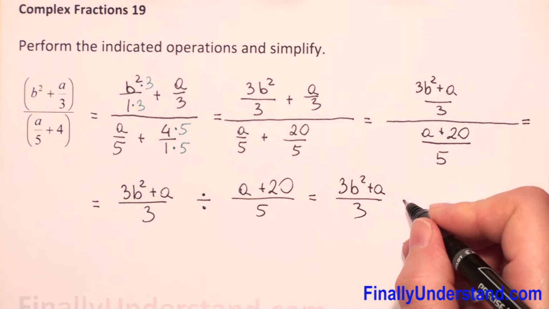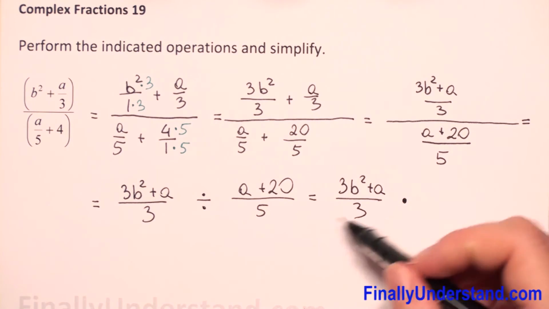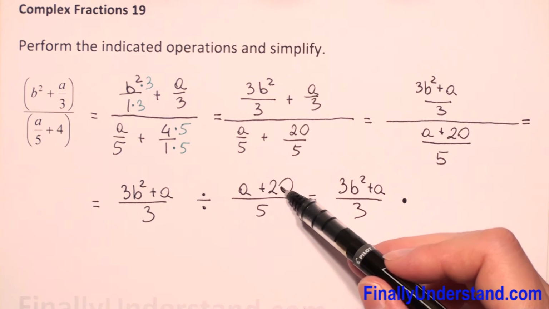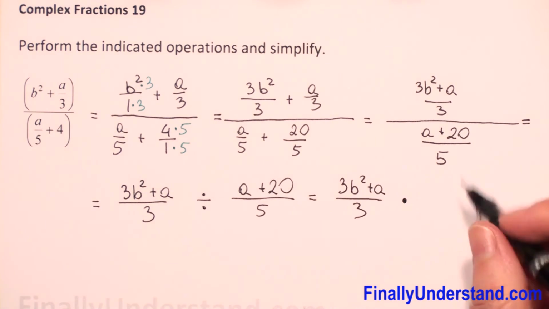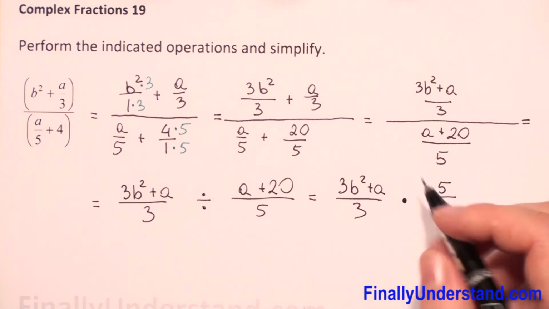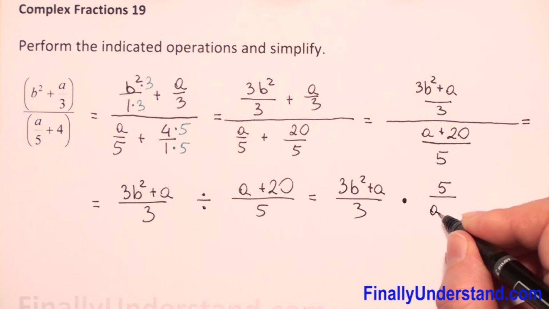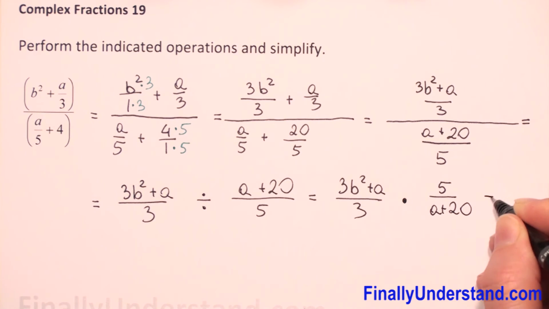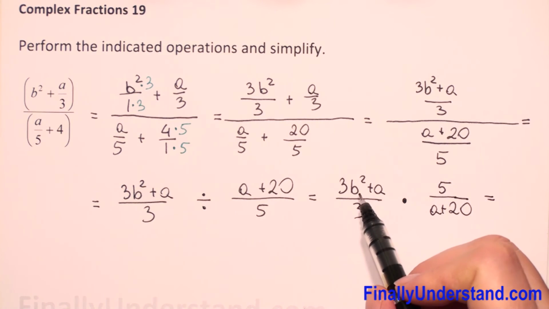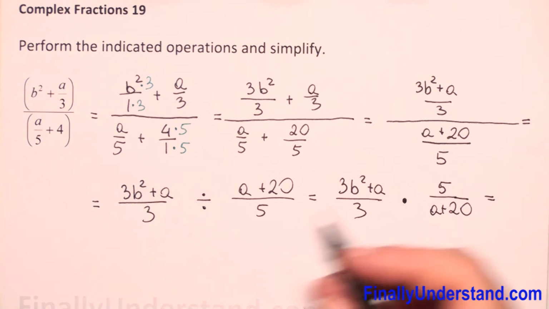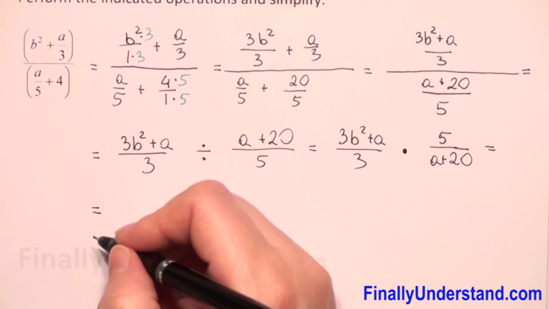We change the division sign to multiplication. We have to flip the second fraction. So we have to write the denominator in the numerator and the numerator in the denominator. And now we multiply numerator times numerator, denominator times denominator. So this is equal.